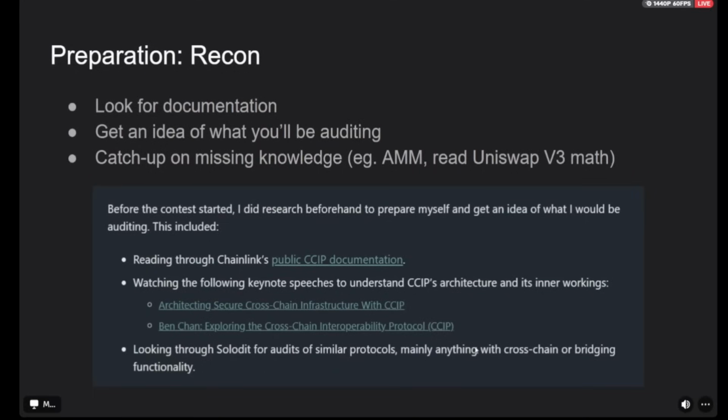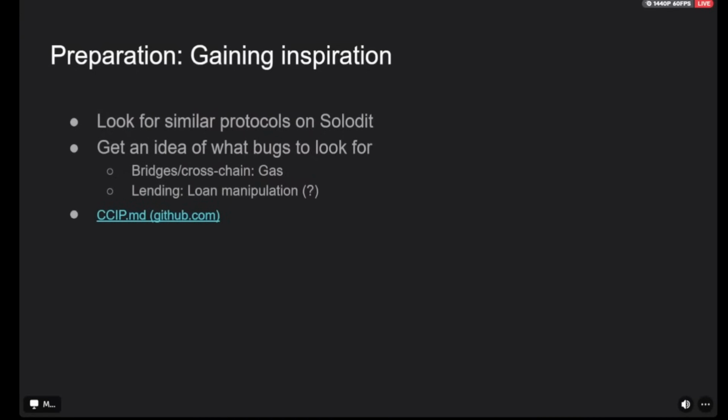Another thing I did after that is, once I knew it's a bridge, I looked through Solodit to find similar protocols which are bridges, and you try to download and get an idea of what kind of bugs you're looking for. I'll talk more about this later also. Yeah, okay, this is what I was going to talk about.